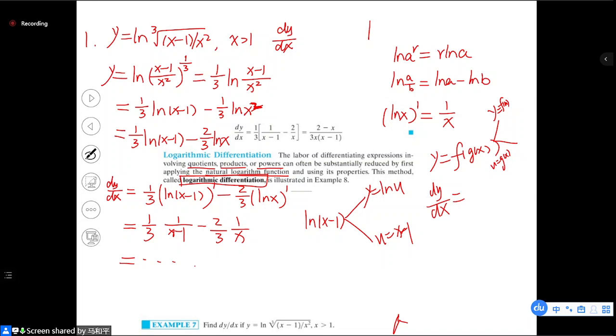This means we have used logarithmic differentiation because we first apply the natural logarithm function and use its properties to simplify this function, and then we use the product law or the quotient law to calculate the derivative of this part. Any questions for this one?